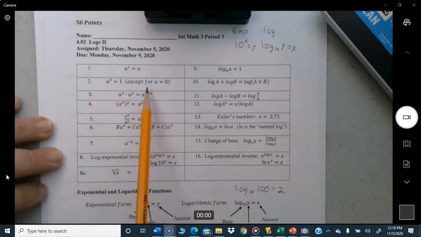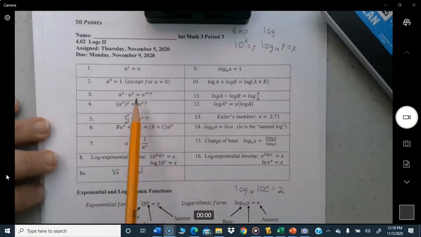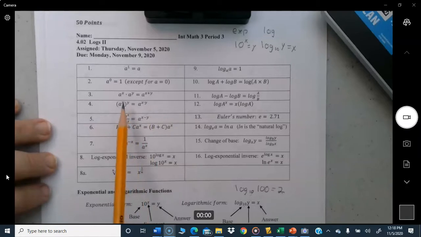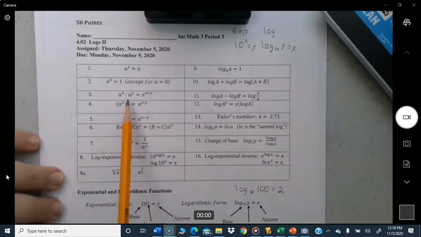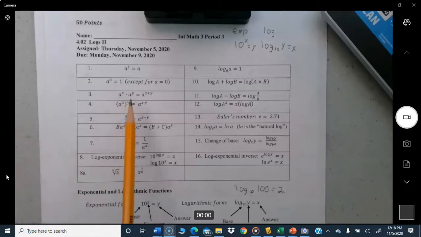0 raised to the 0 power is undefined, so you can't do that. Okay, the next few are some that we've worked with already. If you have a base a, so that could be a 10, it could be a 2, it could be whatever you want it to be.